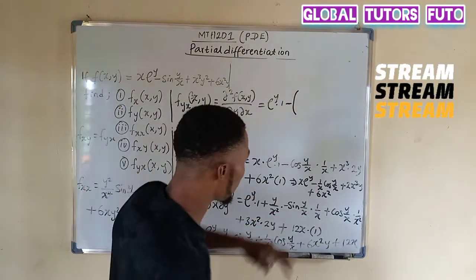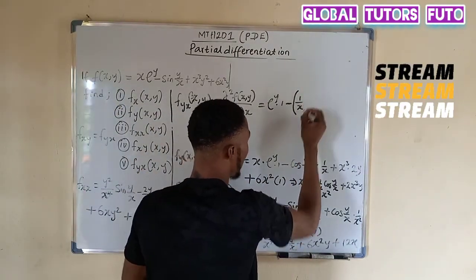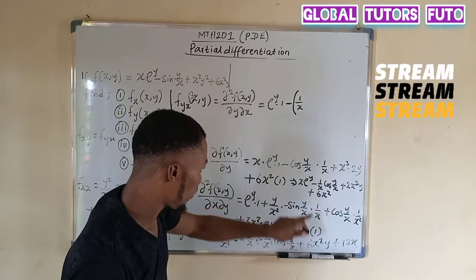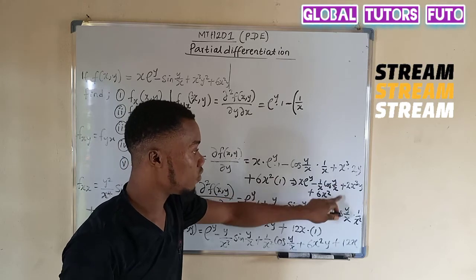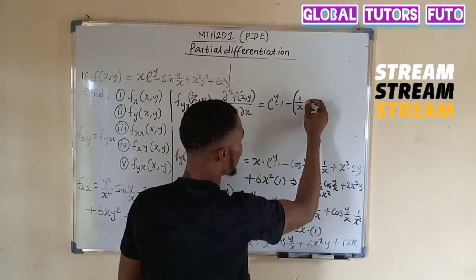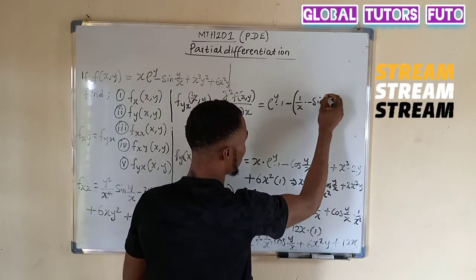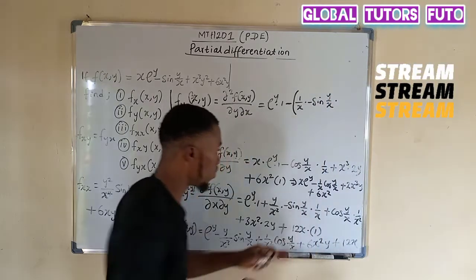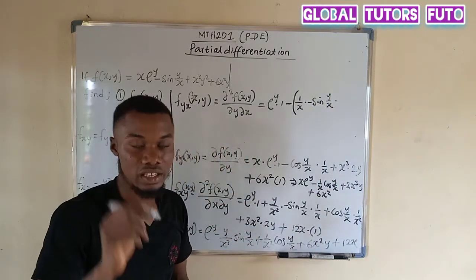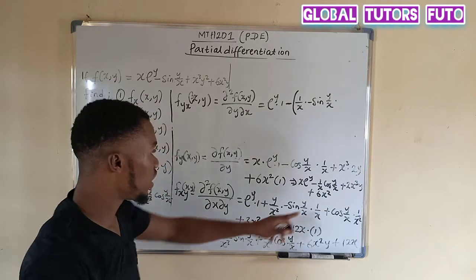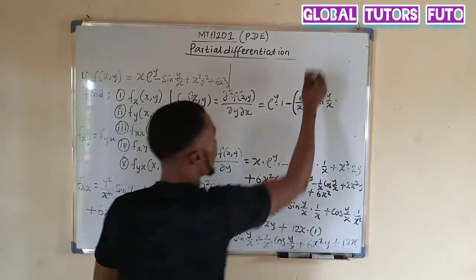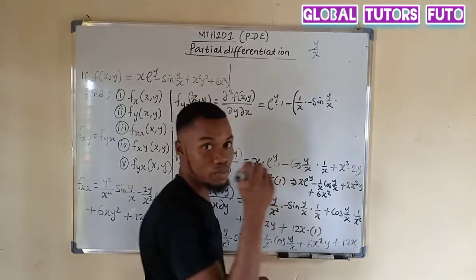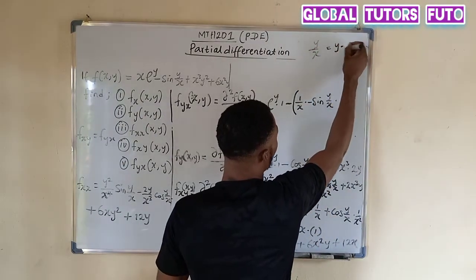So I will keep this one constant. I will keep 1 over x constant. Then I will differentiate this. If I differentiate cos y over x, it will give me minus sine y over x. Whenever you differentiate any trig function, differentiate the angle. Now we're differentiating the angle partially with respect to x, so we're differentiating y over x partially with respect to x.